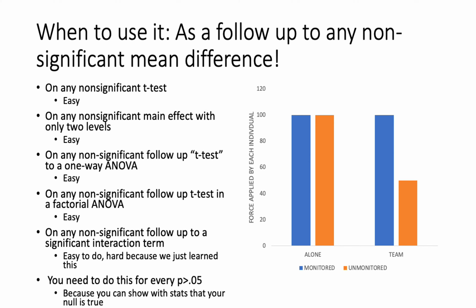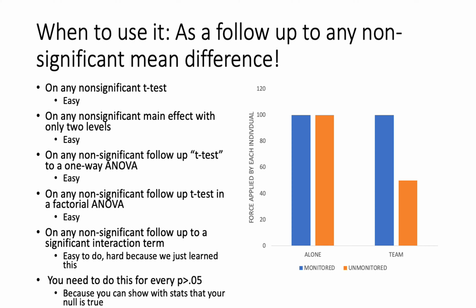So then I break it by alone versus team, and I run a t-test on the blue and orange bars in alone, which represent monitored and unmonitored. So that's one t-test I'd run. And that t-test is going to work out non-significant. You can see that. Those two bars are the same height.